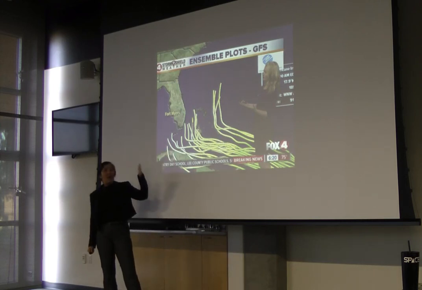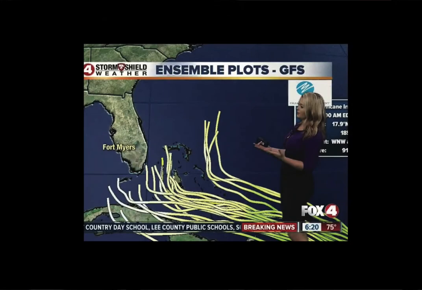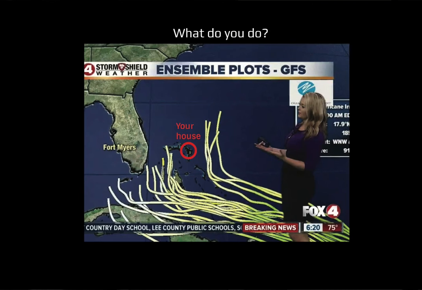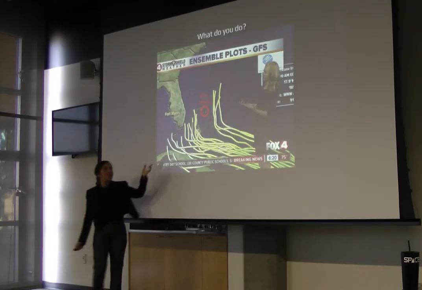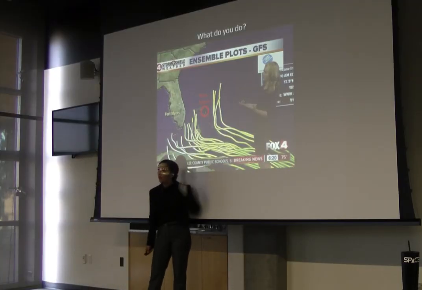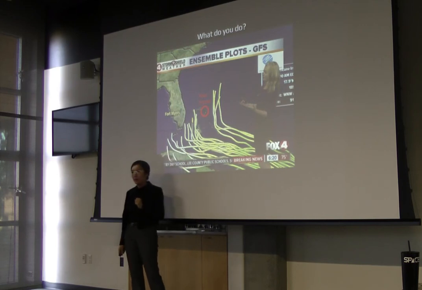Anyways, I was looking at this forecast and I thought, oh, shoot, what if you live here? What if you live on that island here? What do you do? Really, what would you do? Do you run over to your TV and measure how far away you are from the closest ensemble member?